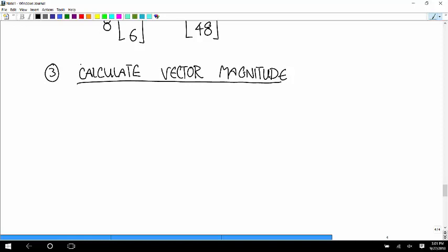So to calculate the vector magnitude, if your vector u has an x component of a and a y component of b, then the magnitude of the vector, which you write as the absolute value (the absolute value symbol for a vector means the length or the magnitude), is equal to the square root of a squared plus b squared.